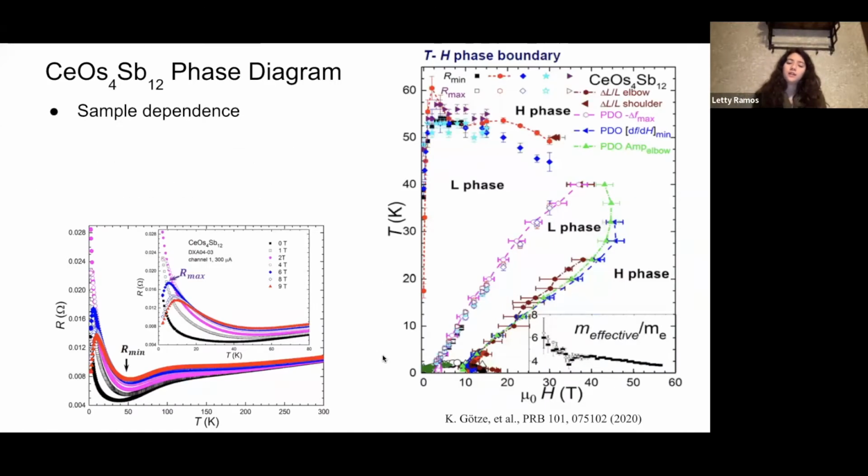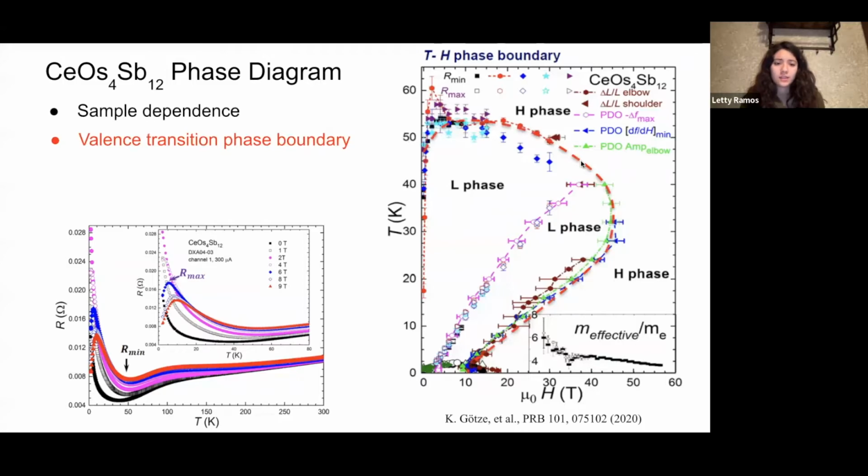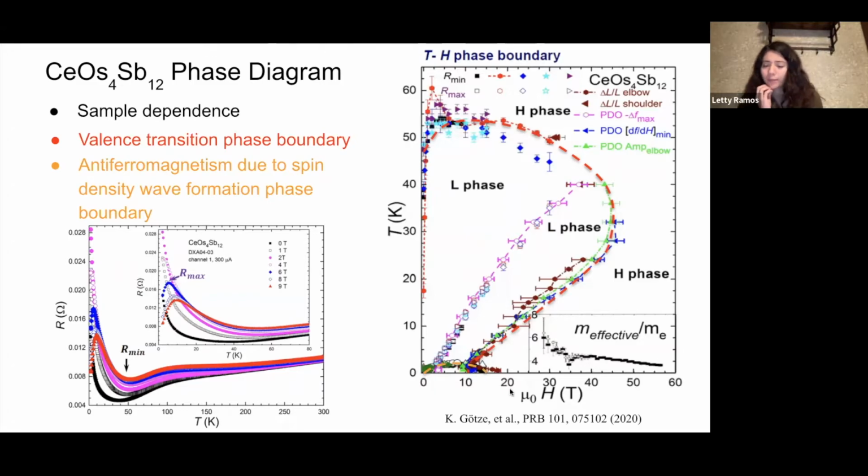This is the phase diagram for the parent compound. You can see at low magnetic fields, it's fairly sample dependent, but at higher magnetic fields, it starts to stabilize. This red dotted line is the valence transition phase boundary, where outside of it, the cerium ion exists with a charge of 3+, and inside of it, the cerium ion has the charge of 4+. And this little orange hump at the bottom is the antiferromagnetism phase boundary.